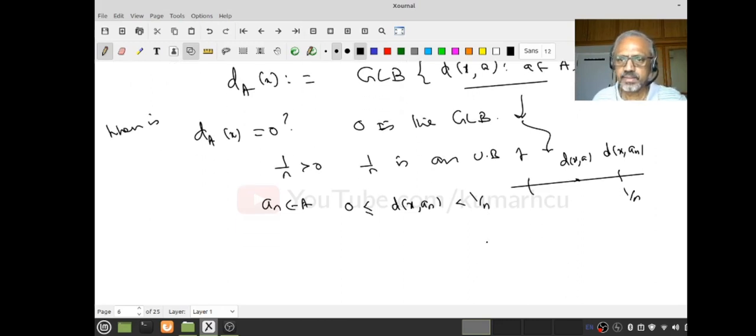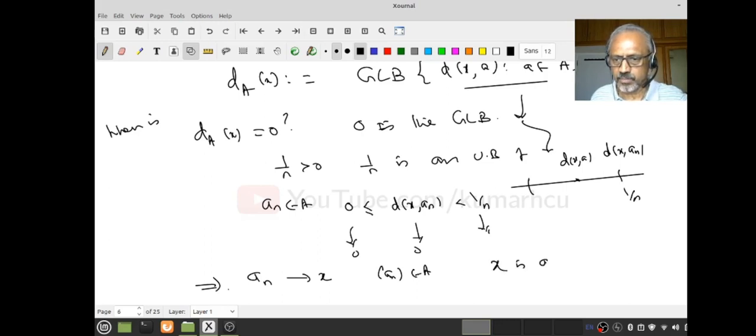Now do you see something interesting happening? By the sandwich lemma of real analysis, this goes to 0, this goes to 0, that means this goes to 0, that means a_n converges to x. If a_n converges to x, what does it mean? We had already seen it. If a_n converges to x and a_n is a sequence in A, that means x is an adherent point.